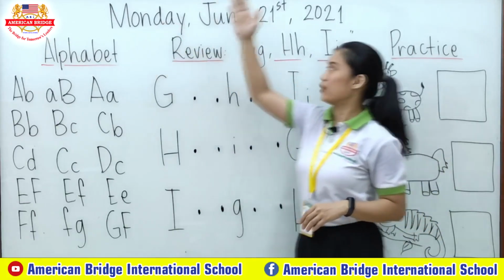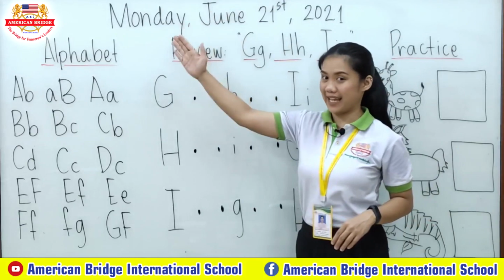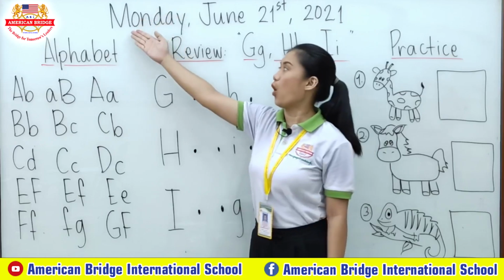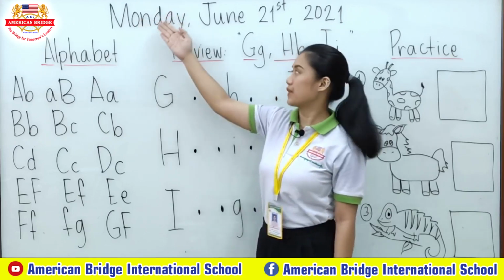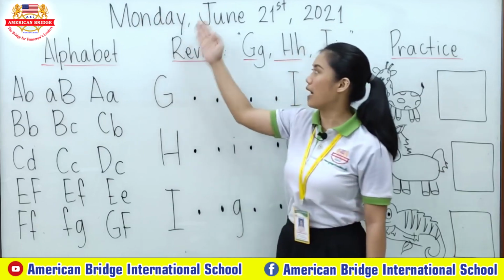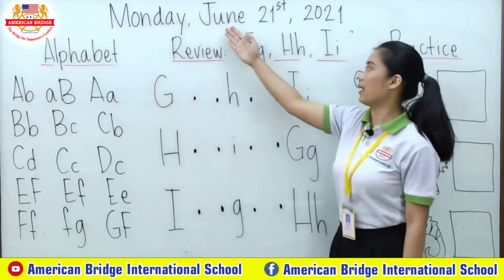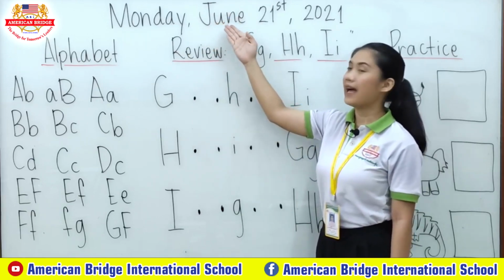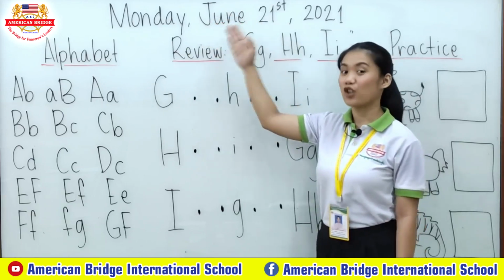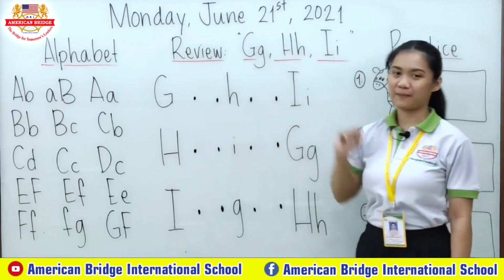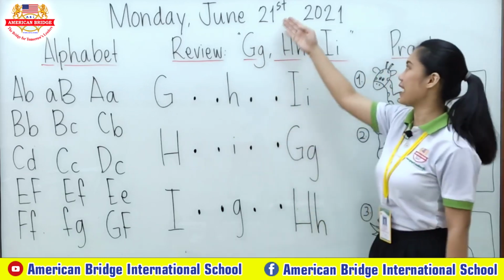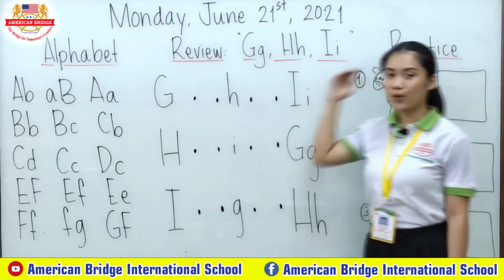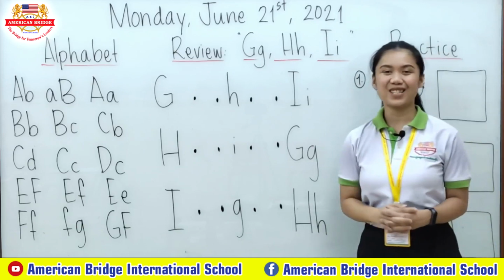Monday. Let's spell the word Monday. Monday. M-O-N. D-A-Y. Monday. How about the month? June. J-U-N-E. June. How about the date today? 21st. Yes. And the two letters are S-T on the top. And the year is 2021.